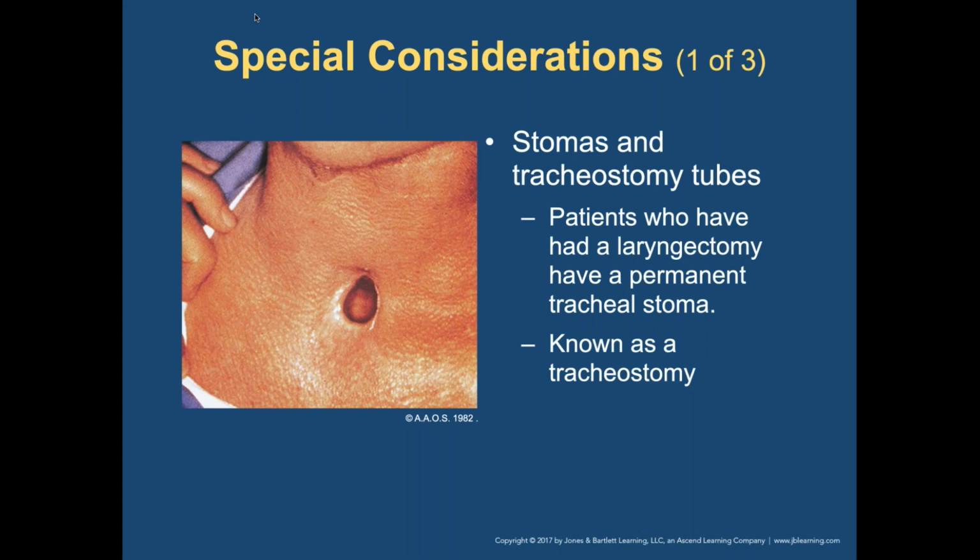Stomas and tracheostomy tubes. You may run into patients that have these. Patients who have had a laryngectomy, which is a surgical removal of the larynx, have a permanent tracheal stoma. This is basically an opening in the neck, like what you see in the picture, that connects the trachea directly to the skin. This is also known as a tracheostomy. All right. Patients may have other openings in the neck depending on the type of operation performed.